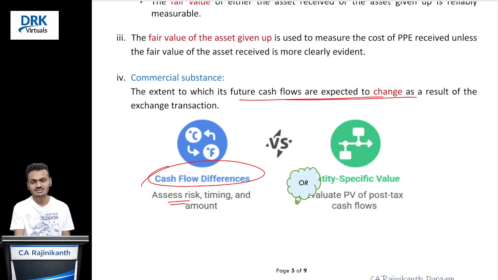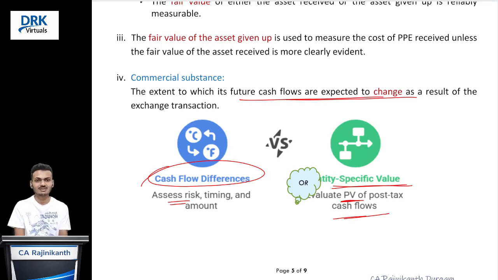In another way also we can check whether commercial substance exists or not. What is that? If we calculate the entity specific value. If the entity specific values of these two assets are also materially different, yes, we can say commercial substance exists. Entity specific value means what? It's nothing but the present value of post-tax cash flows generated by that particular asset. So it is commercial substance.